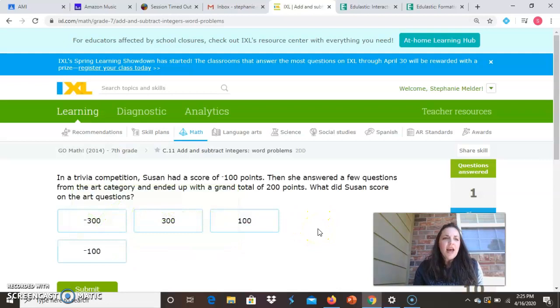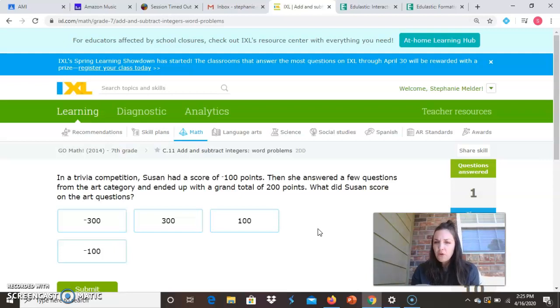Fantastic. Okay, number 2. In a trivia competition, Susan had a score of negative 100 points. Then she answered a few questions from the art category and ended up with a grand total of 200 points. So to get to 200 points, guys, how many points did she have to score?